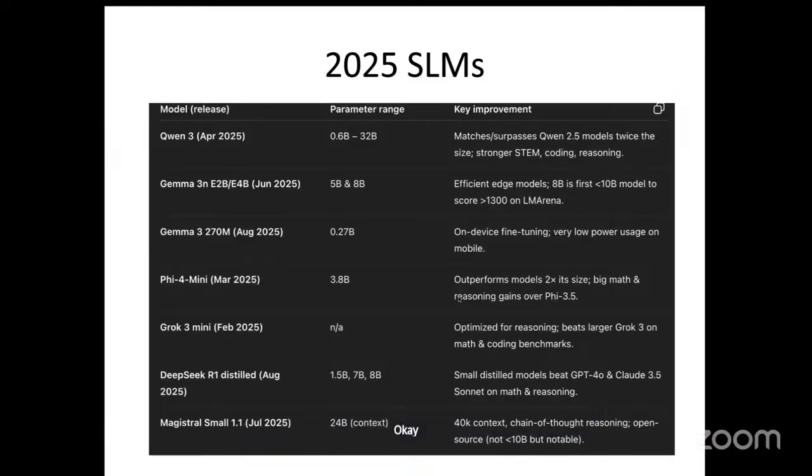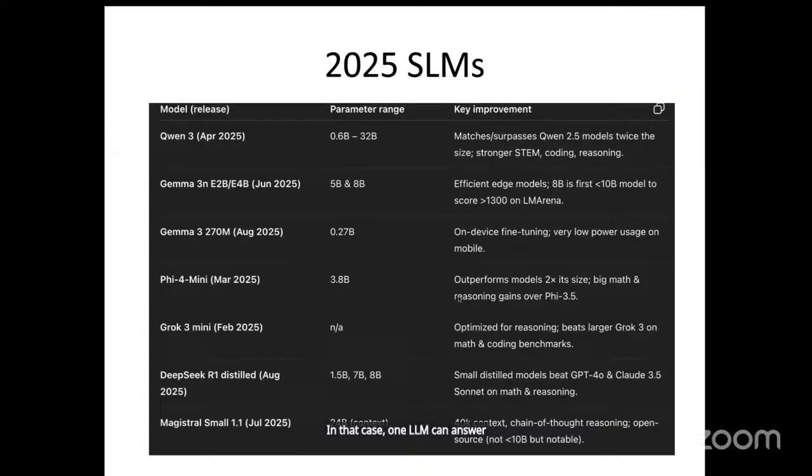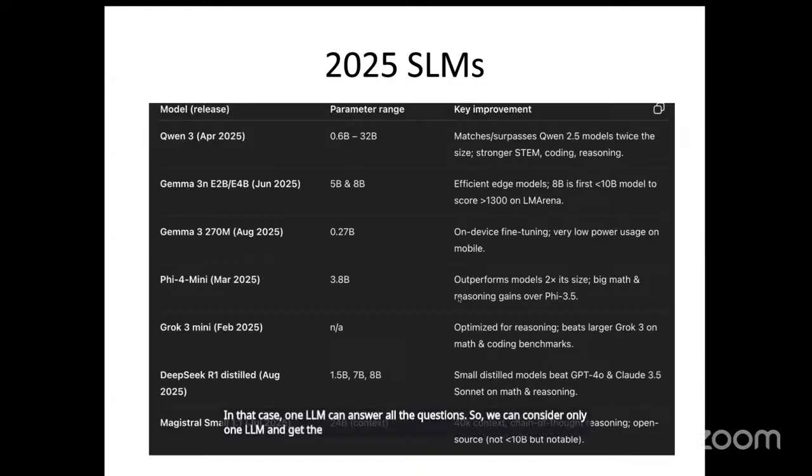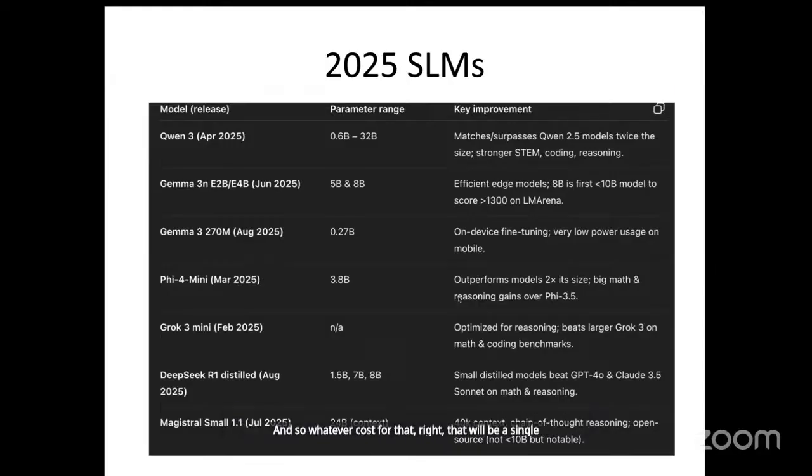One more question I have. In a broader sense, for a particular task we have to fine-tune a single model. If you have multiple tasks, then we have to consider multiple SLMs. In that case, one LLM can answer all the questions, so we can consider only one LLM and get the answers from it. The time and the GPUs, whatever the cost for that will be a single cost. Maybe consider it as $100.